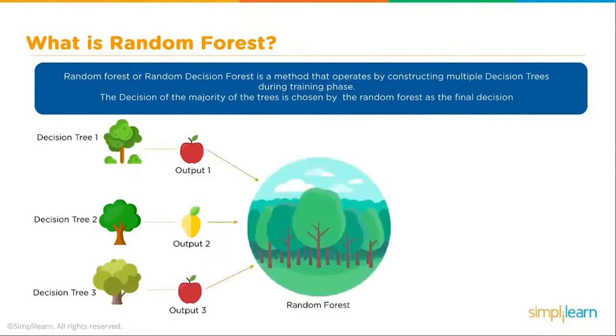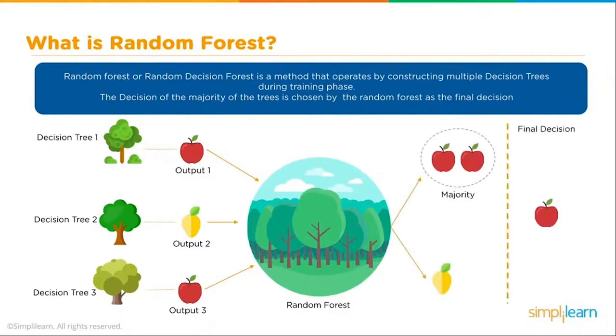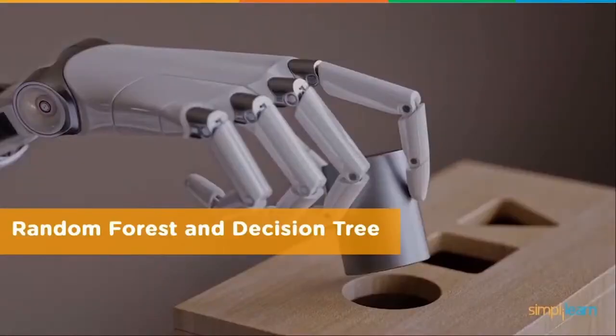And then this all comes together in what they call the random forest. This random forest looks at it and says, okay, I got 2 votes for apple, 1 vote for lemon. The majority is apples, so the final decision is apples. To understand how the random forest works, we first need to dig a little deeper and take a look at the actual decision tree and how it builds that decision tree.